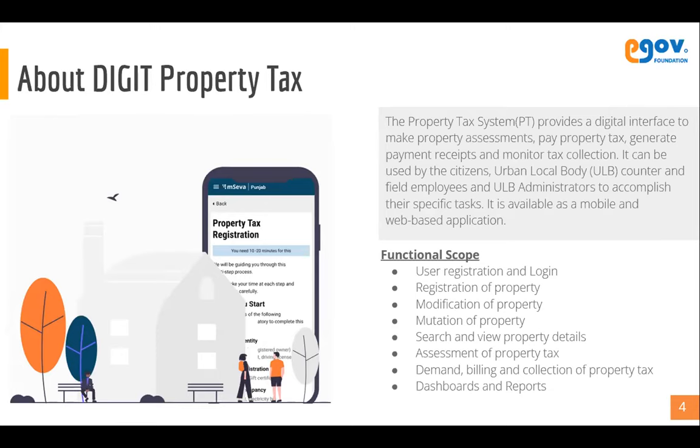Then mutation of property. Mutation is nothing but when a property is sold from one person to another person. Now in the municipal record also, the name has to be transferred from one person to another. Then search and view property details, to search a property and view its details.